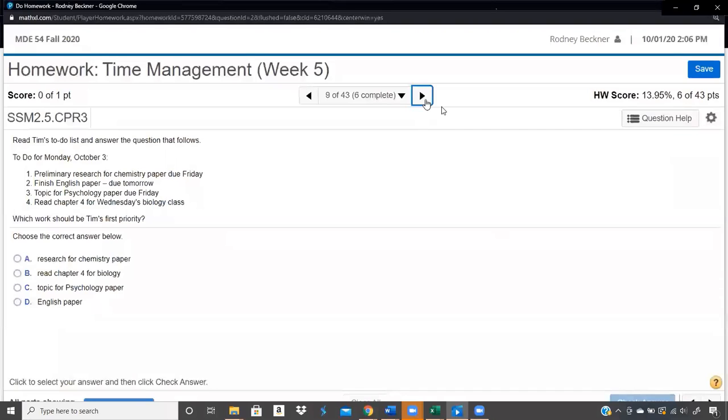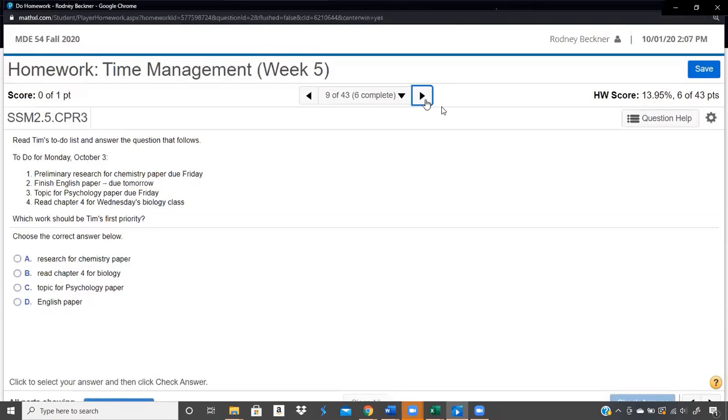Read Tim's to-do list. To do for Monday, October 3rd. So to-do list, 1 day. First, preliminary research for chemistry paper is due Friday. So it's Monday and that's due Friday. Well, he's got 4 days. Preliminary, so that's the early on.